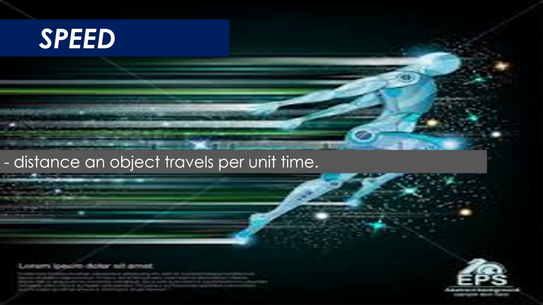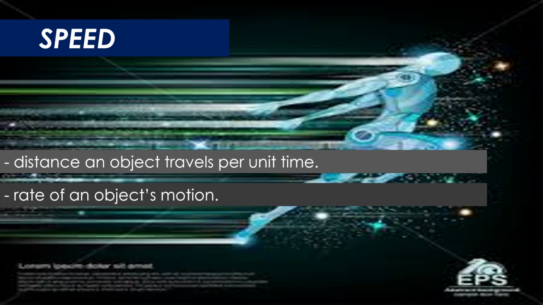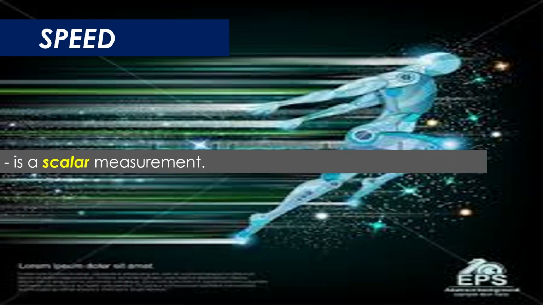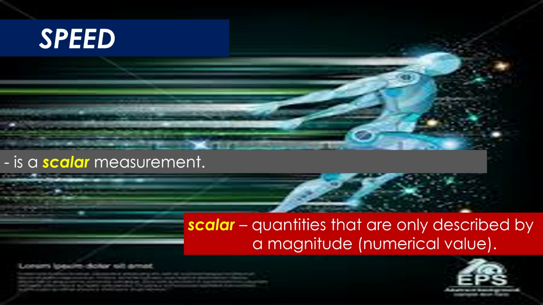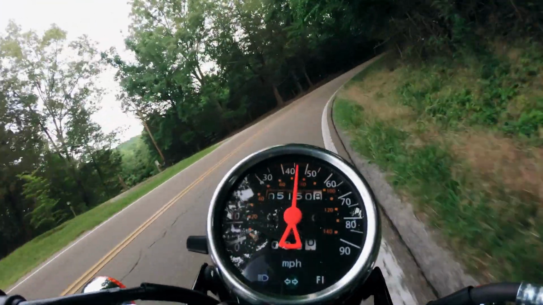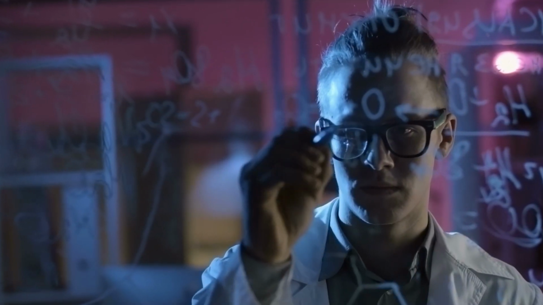Speed, class, is the distance an object travels within a given unit time. It is the rate of an object's motion, or in other words, how fast an object is moving. Speed also is a scalar measurement. Scalar, class, means quantities that are only described by a magnitude or numerical value. Since speed is measured using only numbers, that means it is a type of scalar measurement.